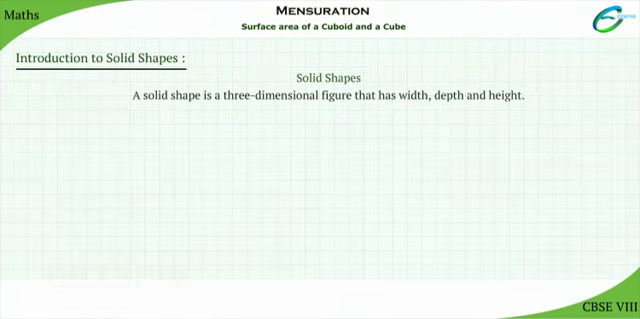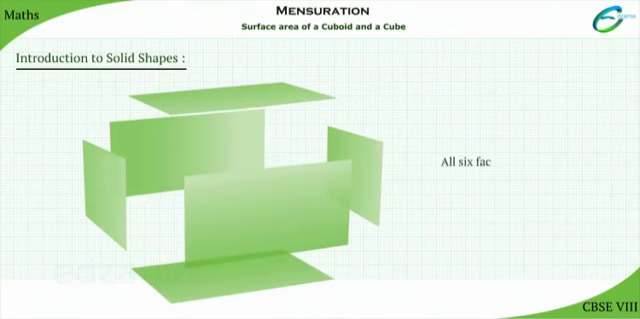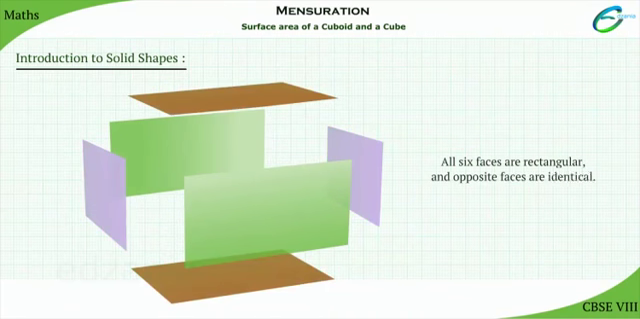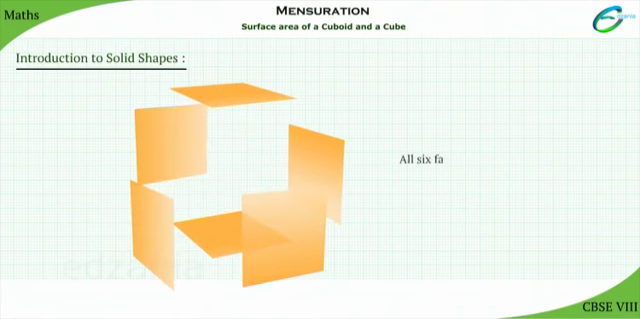Observe that some shapes have two or more than two identical or congruent faces. For a cuboid, all 6 faces are rectangular and opposite faces are identical. So there are 3 pairs of identical faces. In case of a cube, all 6 faces are squares and identical.